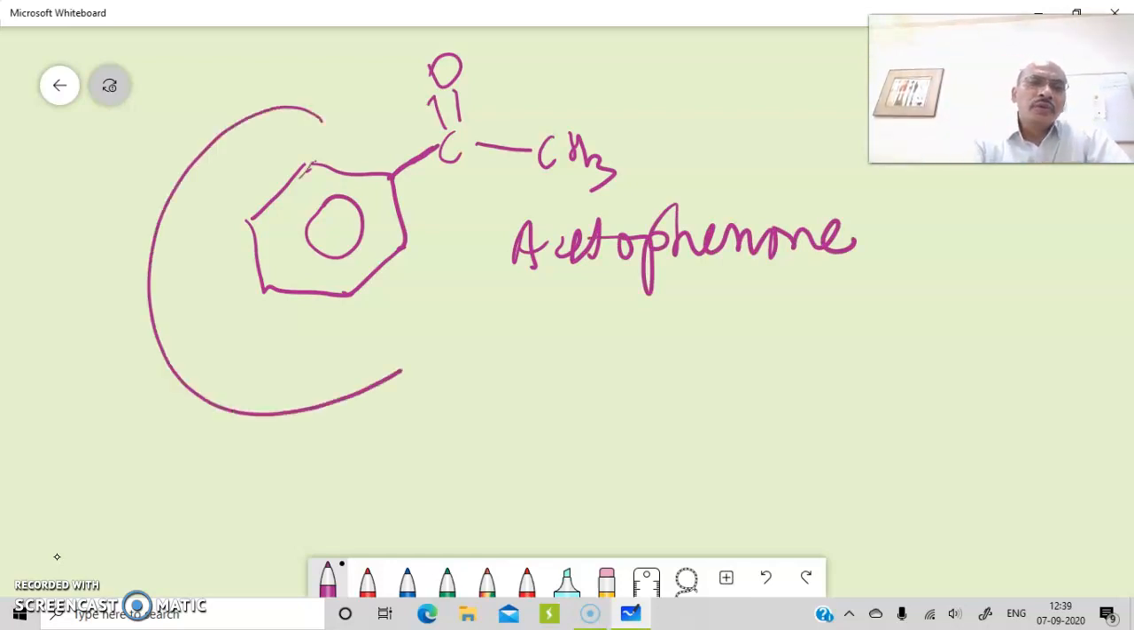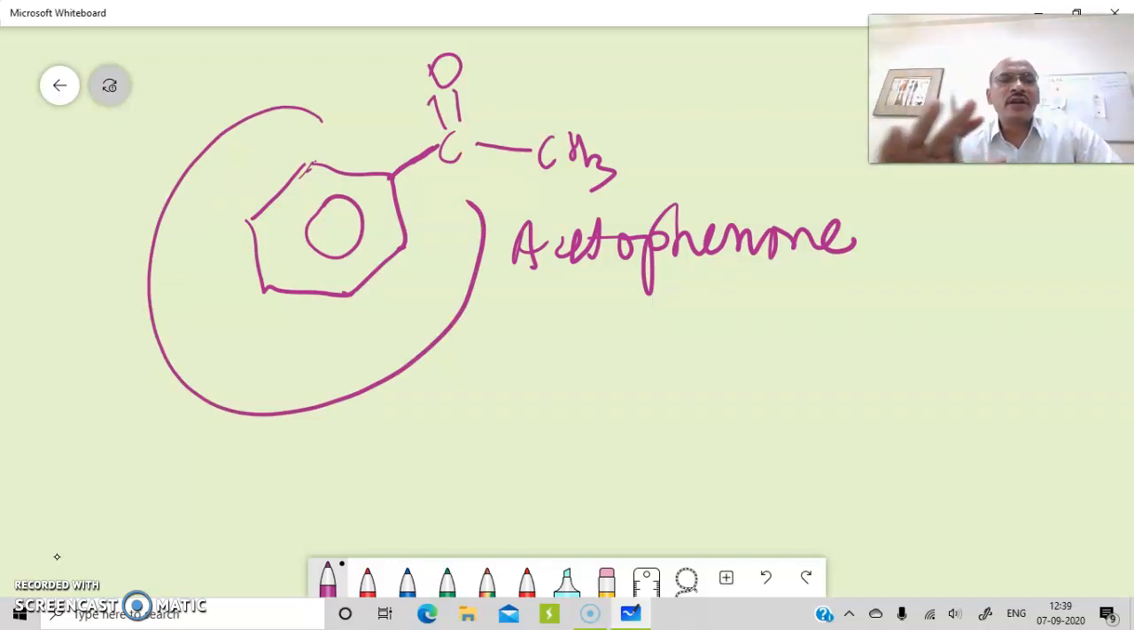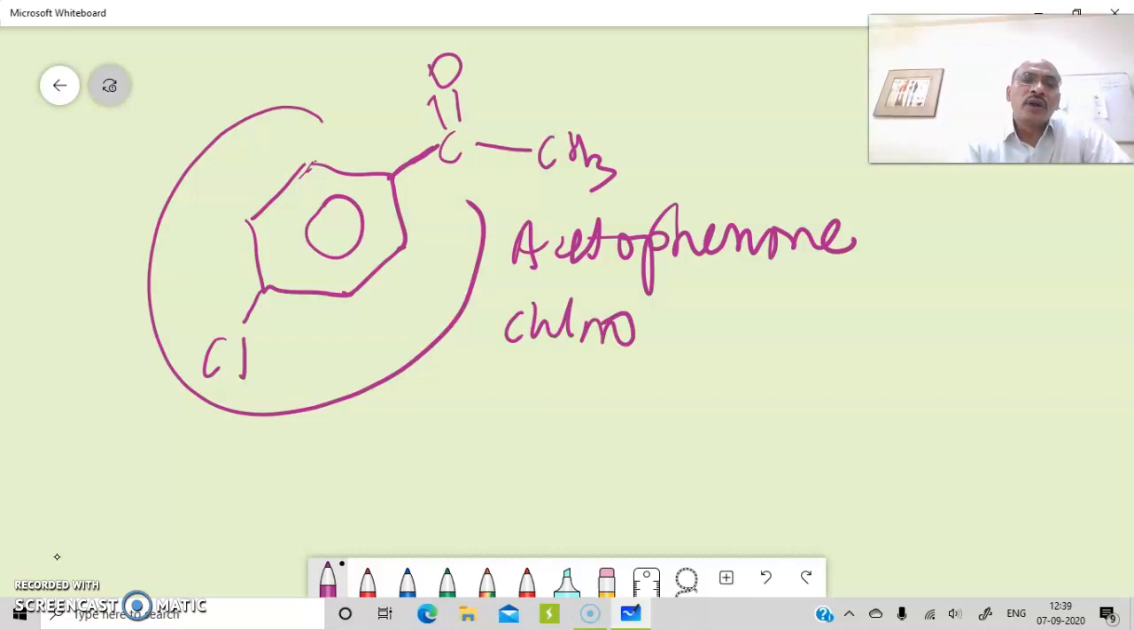Now you know its derivatization is possible. Substituents may be present on the remaining 5 carbon atoms anywhere, so you have to take care of that while writing the name. Here I am writing chlorine, and you have to indicate the position of chlorine. So chloro, what is the position? Give numbering in such a way that it appears at the lowest possible number. So chloroacetophenone will be its name.